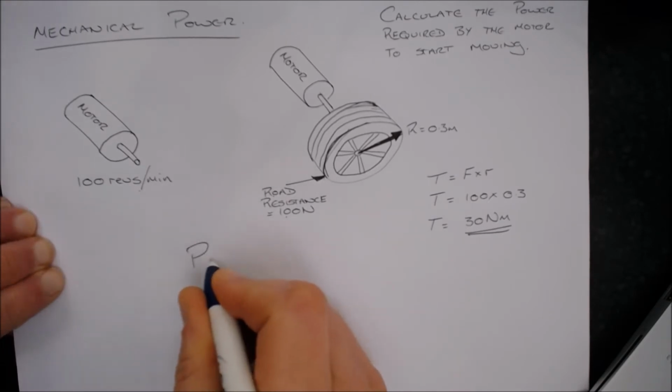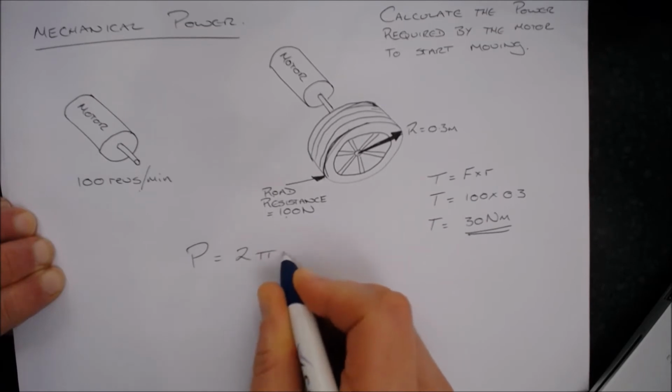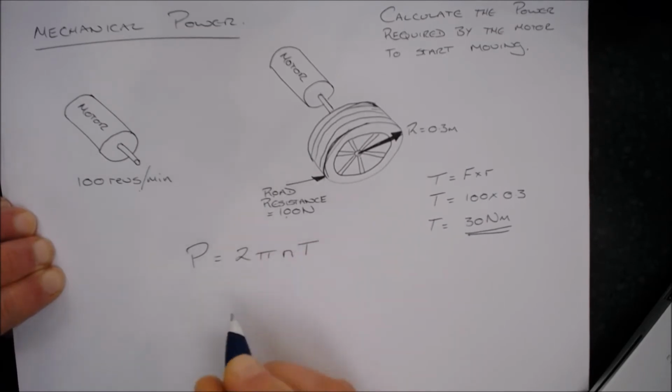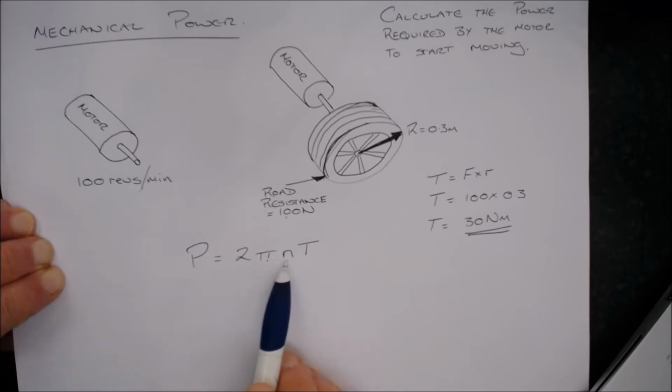So in your data booklets you have a formula of power is equal to 2 pi nT. Now just explain this for a minute. You'll know what 2 is and you'll know what pi is. N is the number of turns. Now we'll come back to that in a wee minute, and T is torque. The number of turns needs to be in seconds.